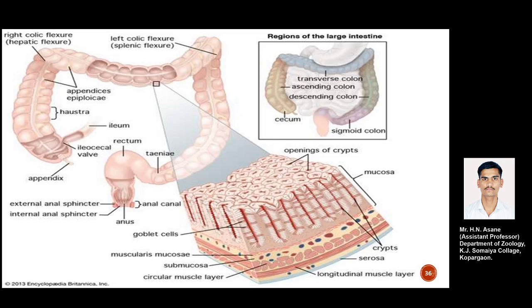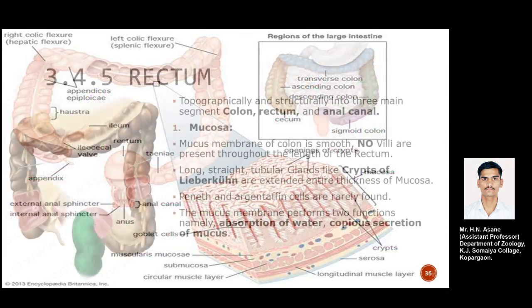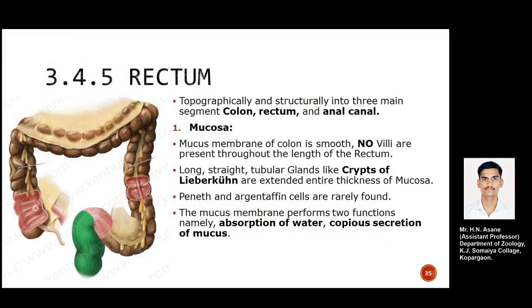Okay, in the submucosa you can see the crypts of Lieberkühn. Their origin is in the mucosa, but the bodies of these crypts extend toward the submucosa region. You can also see the circular muscle layer and the longitudinal muscle layer, lying between the submucosa and the serosa. The goblet cells also perform absorption of water and secretion of mucus.